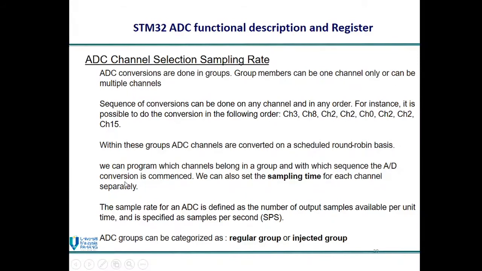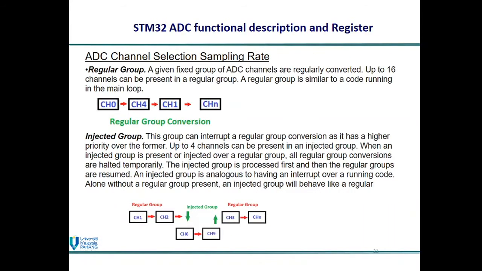Okay, an ADC group can be categorized as a regular group or an injected group. In a regular group, a given fixed group of ADC channels are regularly converted. We can convert up to 16 channels in a regular group. A regular group is similar to code running in the main loop. So for this class, we only focus on the regular group channel. I will not go into detail for the injected channels group.